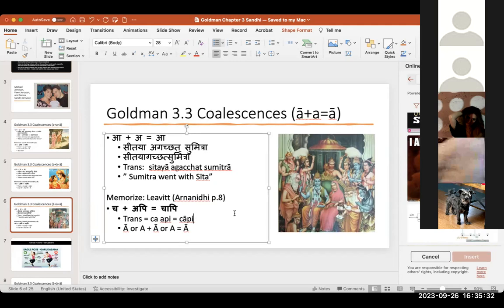This is the same rule we saw before. The big thing we're looking at is sitaya agachat. The ya and the a combine to be a long A. What does Guy Leavitt tell us? Long A or short A plus another long A or short A equals a long A. Choppy equals cha plus uppy. Sitaya agachat is sitayagachat.